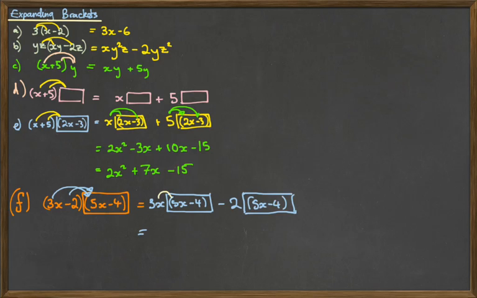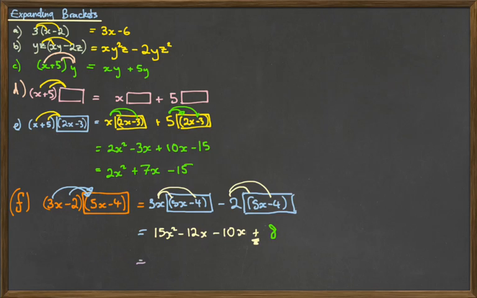I can expand both of these. So 3x times 5x is 15x squared, and then 3x times minus 4 is minus 12x. Next, we get minus 2 times 5x, and minus 2 times minus 4. This is the biggest mistake people will make in a question like this. They'll say it's minus 10x, but then they'll write it's minus 8, but it's not minus 8, it's plus 8, because it's minus 2 times minus 4. I'm just going to change that, because apparently I made a mistake. So it should be plus 8.